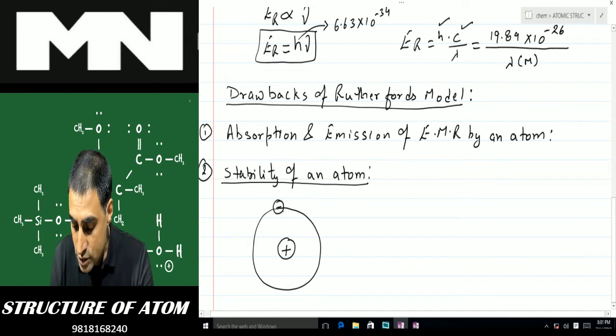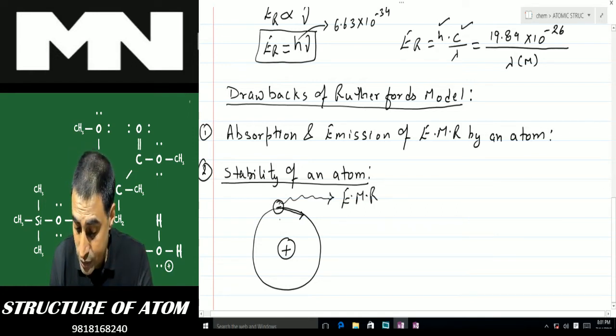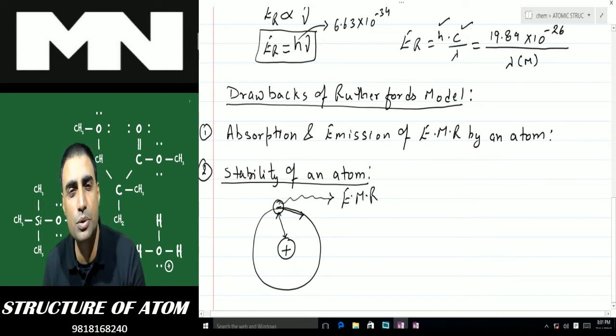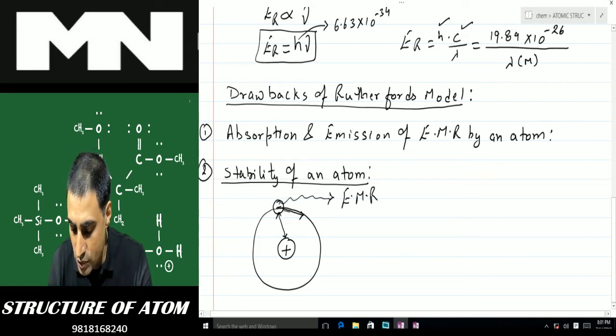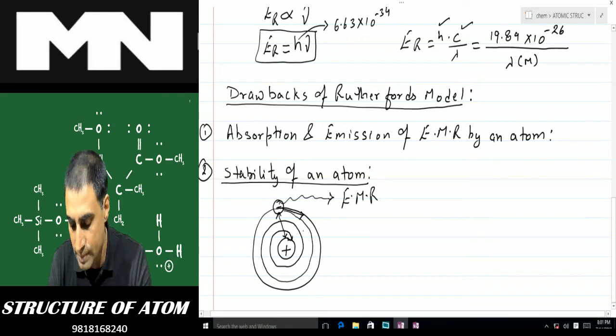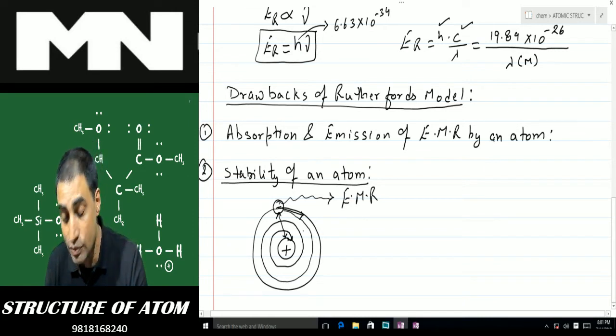According to electrodynamics, when a charged body moves, it loses energy in the form of electromagnetic radiation. And secondly, the nucleus is also attracting this electron towards itself. So a moving electron should lose energy in the form of electromagnetic radiation. Since the nucleus is attracting it, it should come closer to the nucleus and ultimately fall into the nucleus. So an atom should vanish after some time, because these electrons will come closer to the nucleus, they'll fall into the nucleus, an atom will vanish.